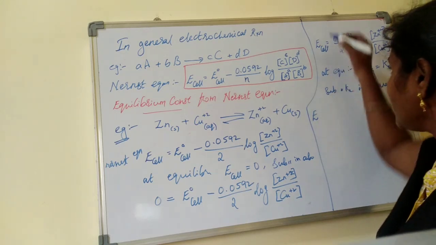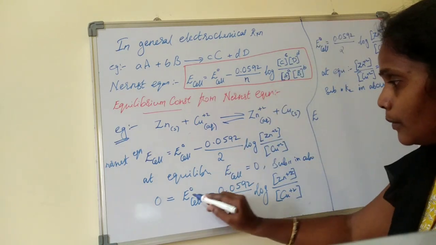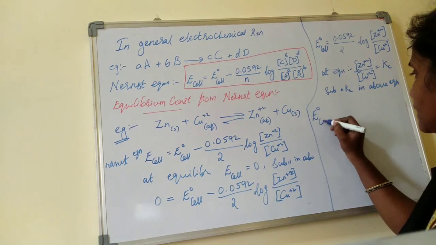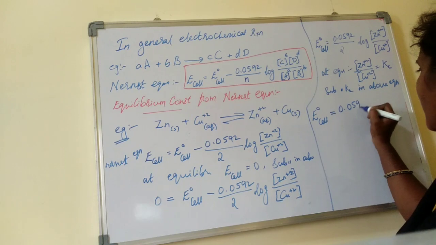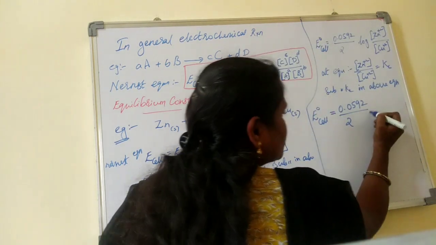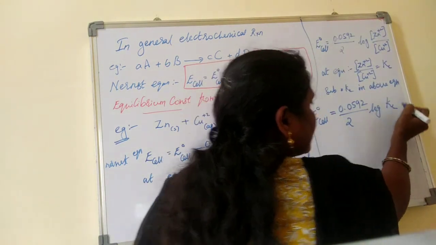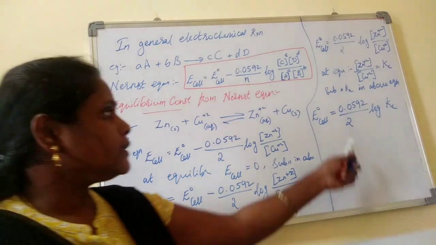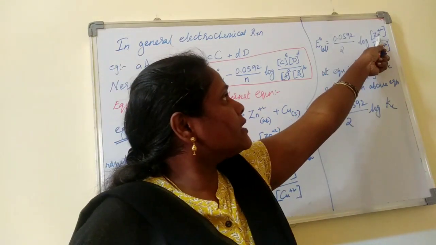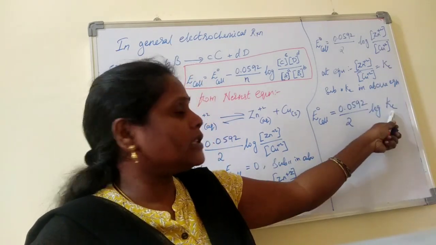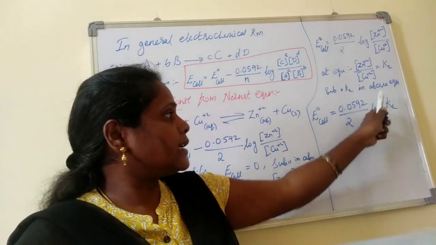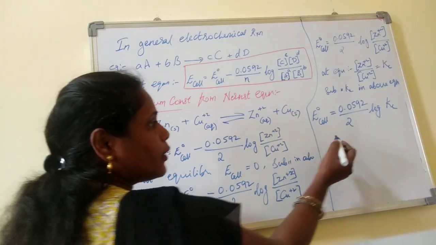Then what you will get? Just in place of this, you will get, sorry, this will be E naught cell, right? Because E naught cell is equals to 0.0592 by 2 log Kc, right? Here, same have been just replaced zinc plus 2 by copper plus 2 by Kc because it is known as equilibrium constant.